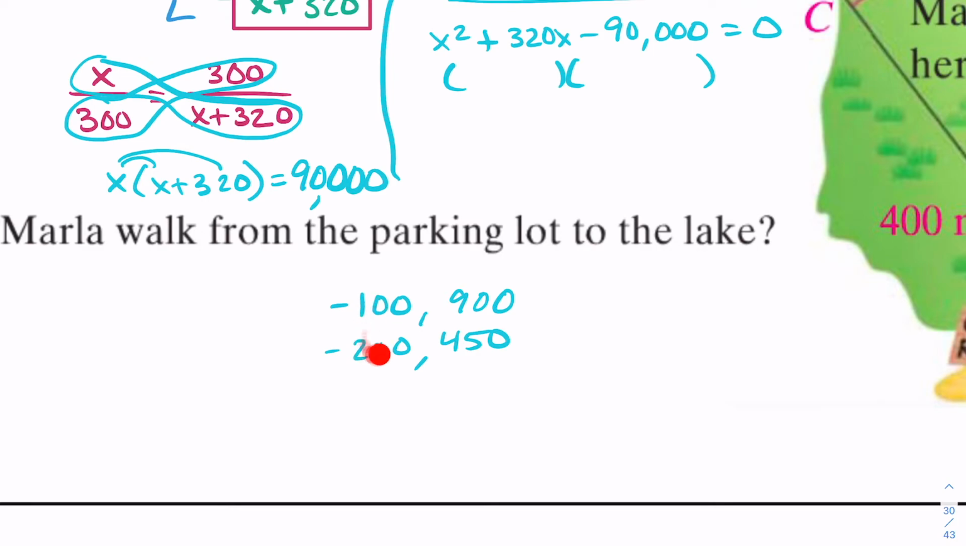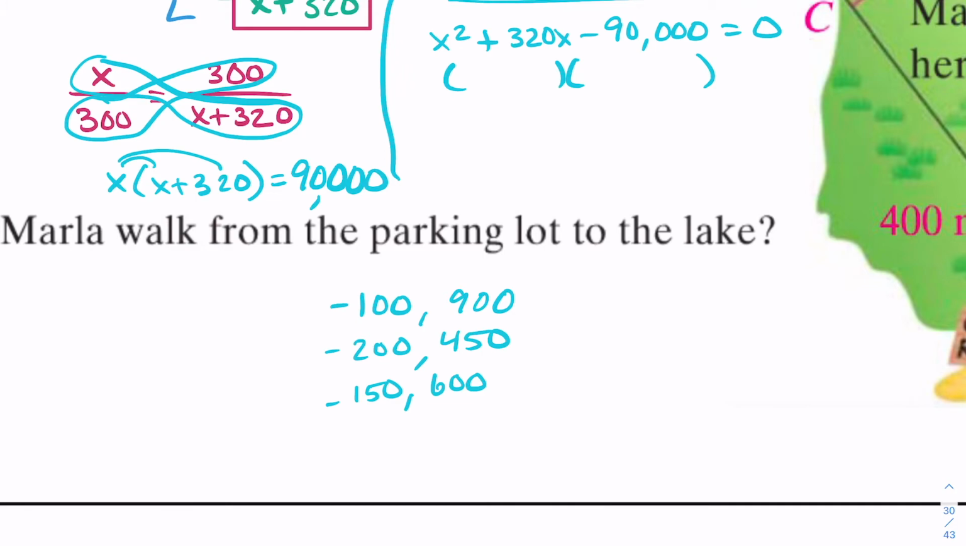So I need to go somewhere in between 100 and 200. I can try 150 maybe. So I'm going to do 90,000 divided by 150, and I get 600. So negative 150 and 600. Well, that gives me 450, so that is too much. Okay, wait. 450. Yep.